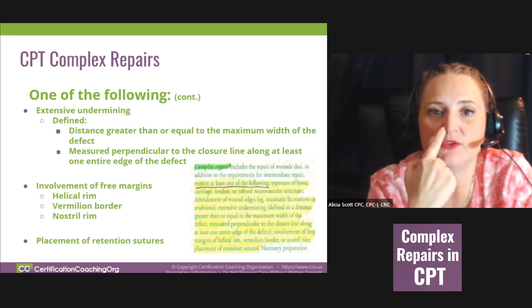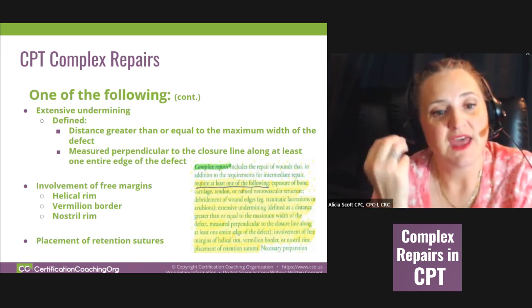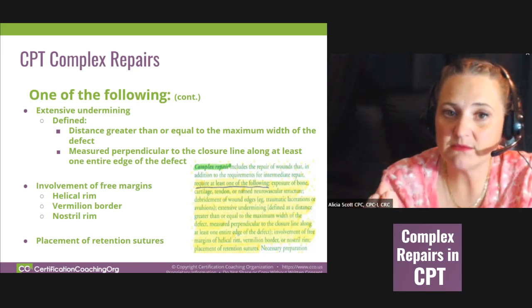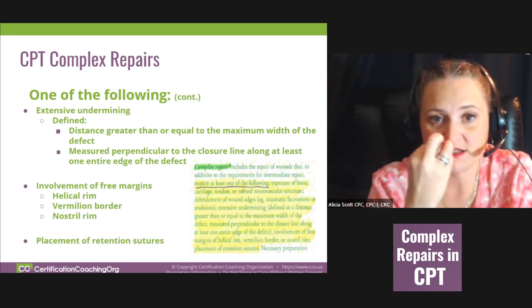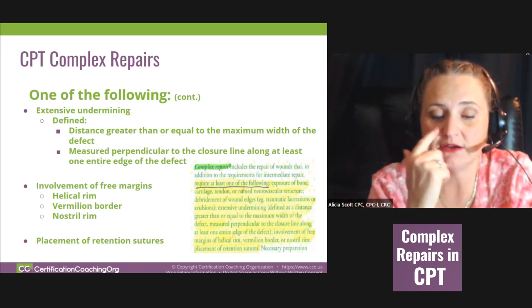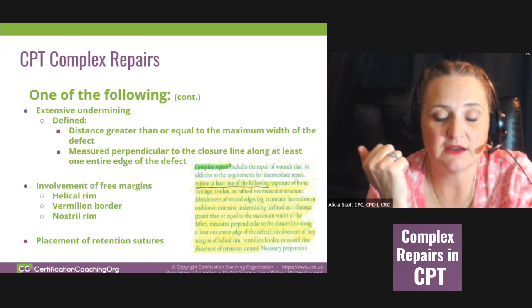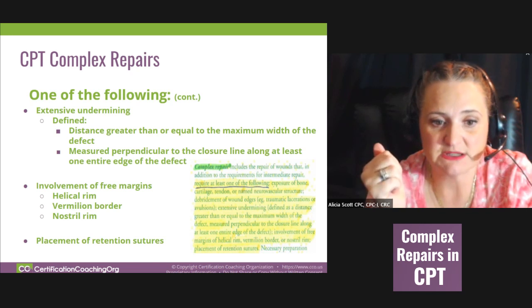And so if you get a laceration or a repair that needs to be done here, that takes more time and decision making and skill, to get one here or here on the helical rim as well. So that will classify as complex.